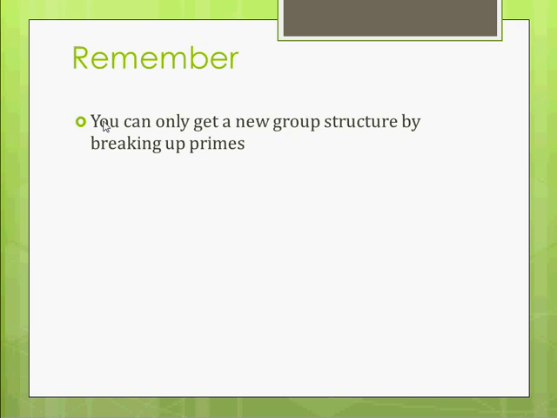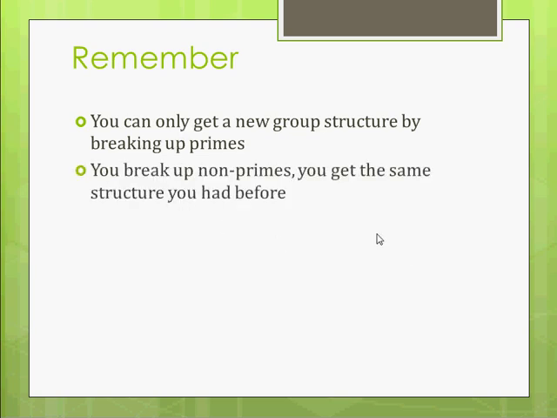So to get a different structure, you have to break up primes to some power. In other words, Z4, that's Z2 cross Z2. So we broke up a prime to some power. You cannot get the same structure, or sorry, if you break up non-primes, you get the same structure. So Z6 is the same thing as Z2 cross Z3.